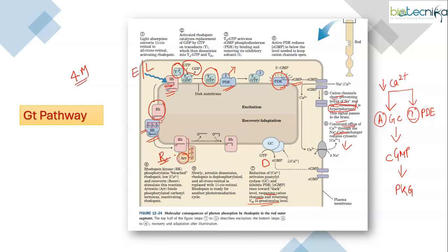After some time, what happens? Arrestin will be dissociated. And as you can see in the image, the all-trans retinal is going out, 11-cis retinal is coming in. So this is bringing the rhodopsin protein back to the initial position. Now that is ready to take up another phototransduction cycle.